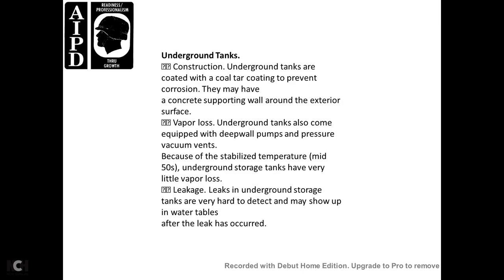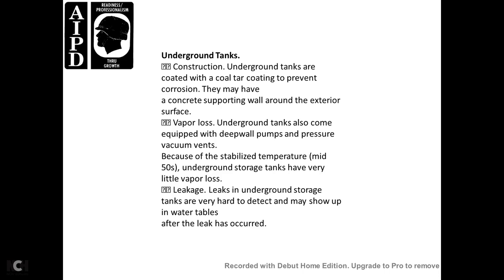Underground tanks. Underground tanks are coated with a coal tar coating to prevent corrosion. There may be a concrete supporting wall around the exterior surface to reduce vapor loss. Underground tanks are also commonly equipped with deep well pumps and pressure vacuum vents. Because of the stabilized temperature in the mid-50s, underground storage tanks have very little vapor loss.